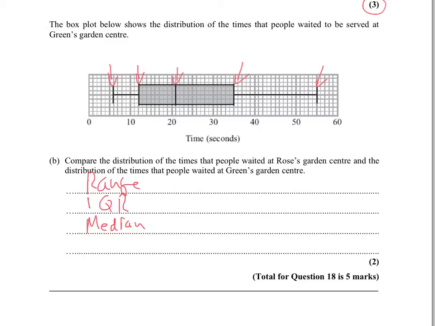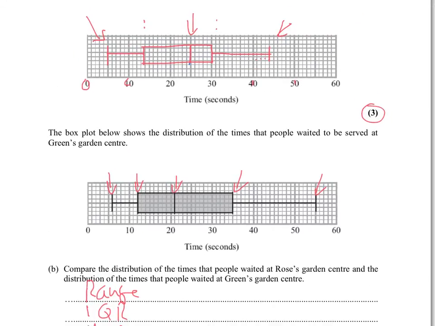So you would want to say, in this case, let's have a look. The median is higher at Rose's than at Green's. You'd want to say that the range, well, we'd actually have to calculate it, but I can see here, look, the range goes from 55 to 14, and here the range goes from 44 to 15. So the range is bigger at Green's Garden Centre, and the interquartile range, if we look at it on here, is this distance here, so from 30 to 14, and over here it's 35 to 12, so the interquartile range is bigger at Green's.